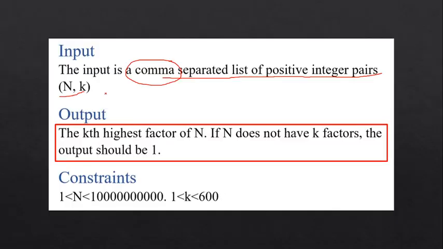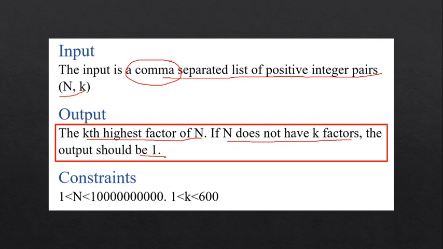Yes. What should be the output? Output should be the kth highest factor of n. Yes. So you are going to say if input is 4, fourth highest factor. If input is 5, fifth highest factor. Look at the next line of output. If n does not have k factors, the output should be 1.